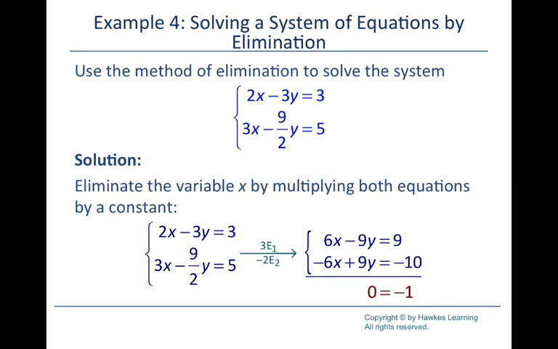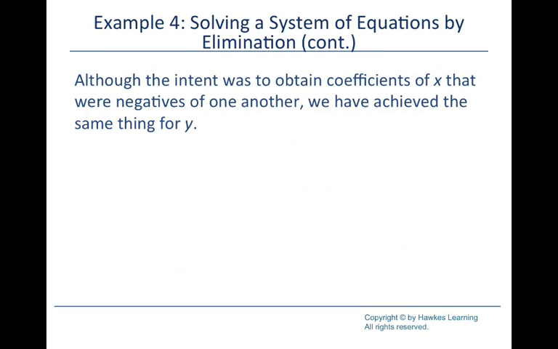Now before, remember, we ended up with 0 equals 0 or 6 equals 6. That was a true statement, and that meant it was dependent. This is a false statement. 0 can never be equal to negative 1 or any other number. They're 2 very distinct values. So this is a false statement. So this is the type of thing where you have an inconsistent system. There is no solution to it. Okay?